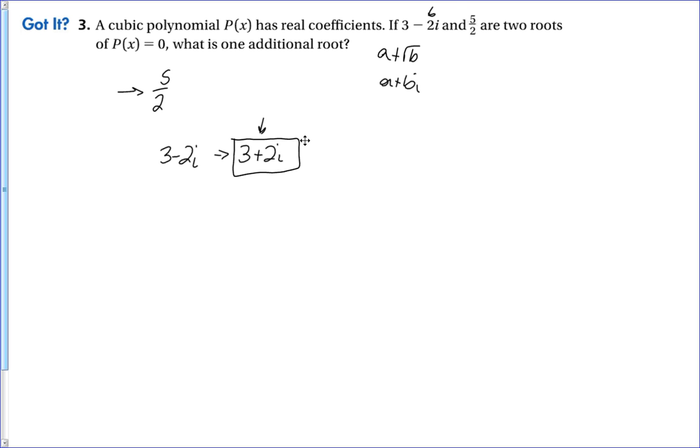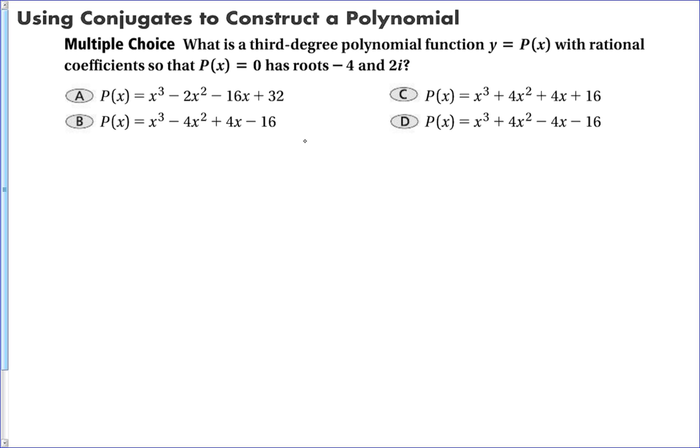All right? Let's look at this one. Let's actually write a polynomial using this stuff. So it says, what is a third degree polynomial function y equals p of x with rational coefficients so that p of x equals 0 has roots -4 and 2i.